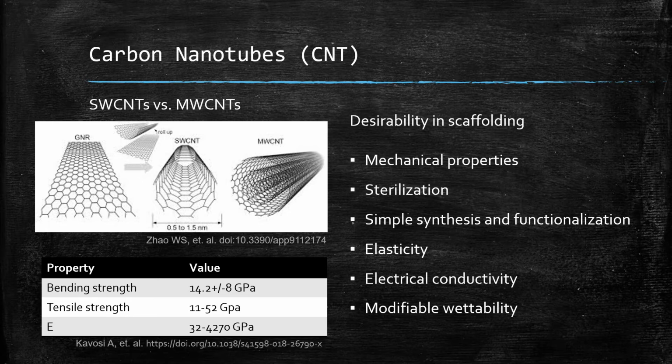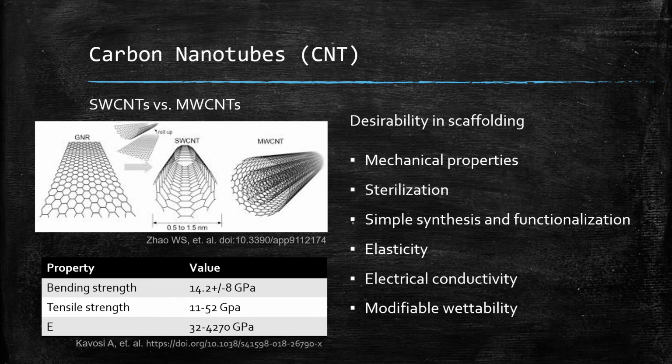CNTs are formed from graphene nanolayers that are rolled into hollow tubes with nano-sized diameters. There are two types. Single-walled carbon nanotubes are single-layered tubes with very small diameters ranging between 0.5 and 1.5 nanometers. Meanwhile, multi-walled carbon nanotubes are layered concentric tubes and tend to have larger diameters in general.